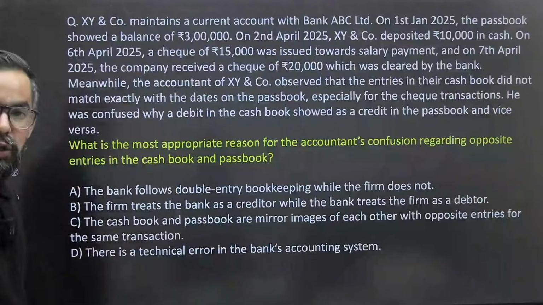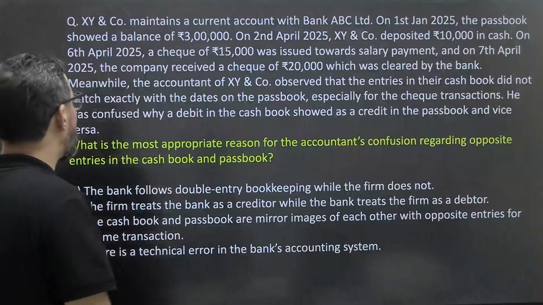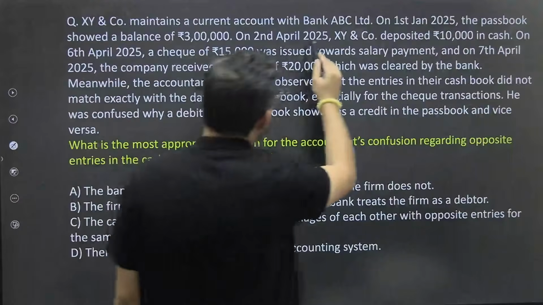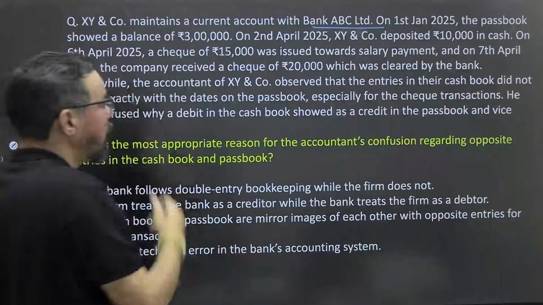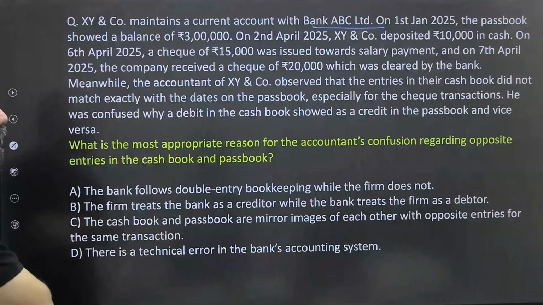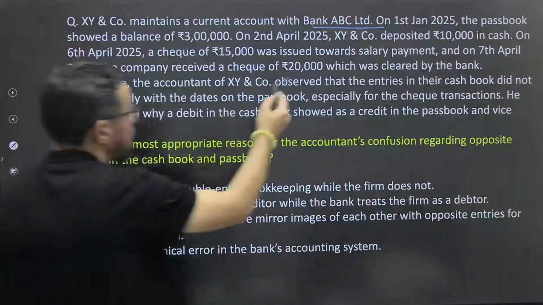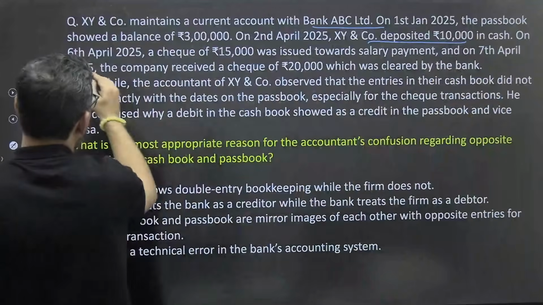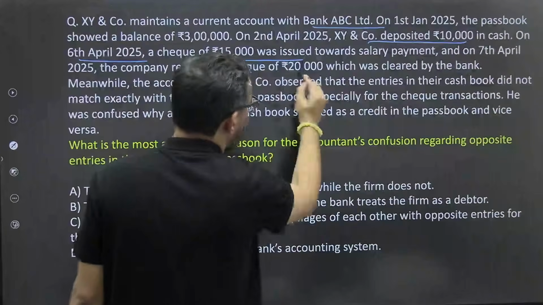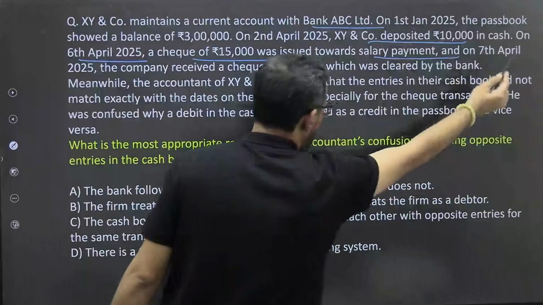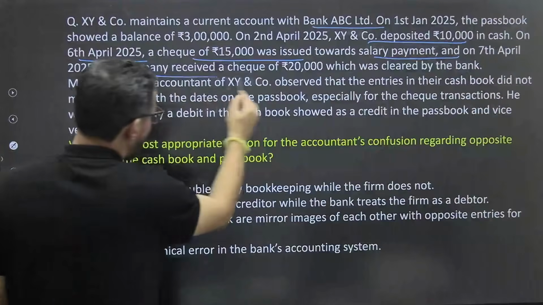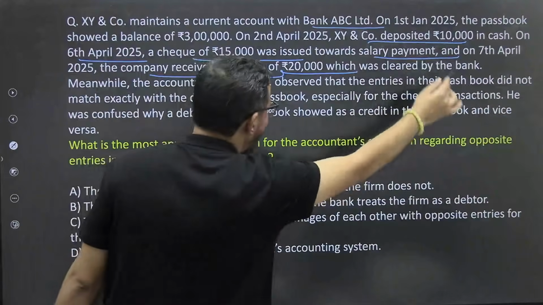This kind of question you can also expect. XY company maintains a current account with ABC Bank Limited. On 1st January 2025, the passbook showed a balance of 3 lakh. On 2nd April 2025, X deposited 10,000 in cash. On 6th, a check of 15,000 was issued toward salary payment. On 7th, the company received a check of 20,000 which was cleared by the bank.